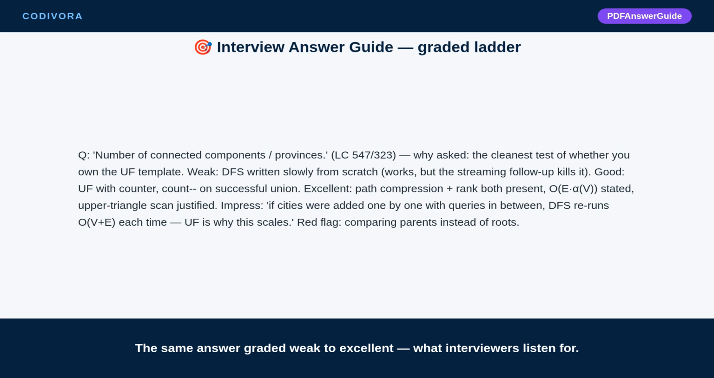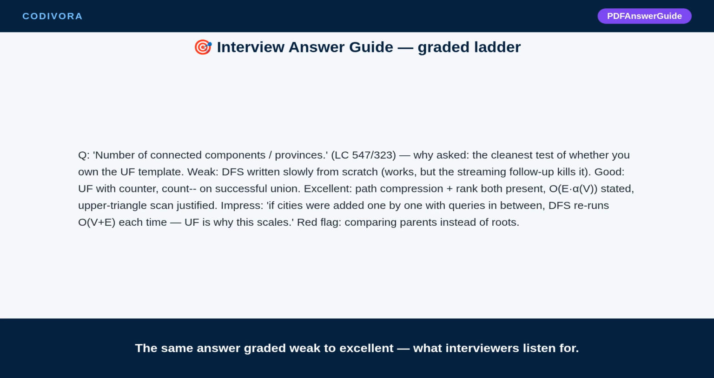Question, find a redundant connection. LC 684. Weak. Remove each edge, DFS check the rest, O(E times (V plus E)). Good. UF. Return the edge whose union fails. Excellent. Walks 3 edges on the board showing the failed union. Explains why same root means cycle, both endpoints already reachable from each other. Notes the last such edge wording in the statement. Red flag. Not knowing what the failed union means.